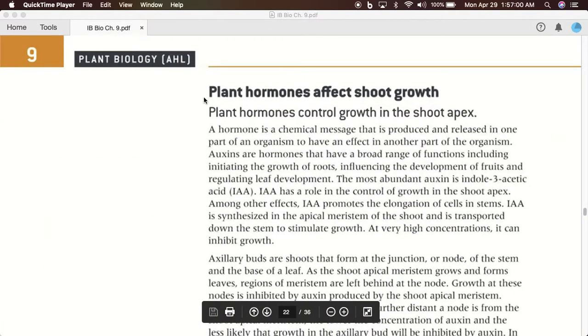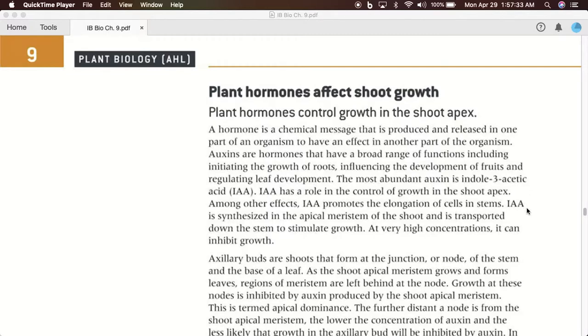Okay, so when we're talking about plant growth, you have to talk about plant hormones, which are going to regulate growth. And the class of hormones that's really important in plants, they're called auxins. And basically, auxins initiate the growth of roots. They also influence the development of fruits, and they regulate leaf development. And one of the types of auxin that is very common is called indole 3-acetic acid, or IAA. And it's going to control the growth of the shoot apex.